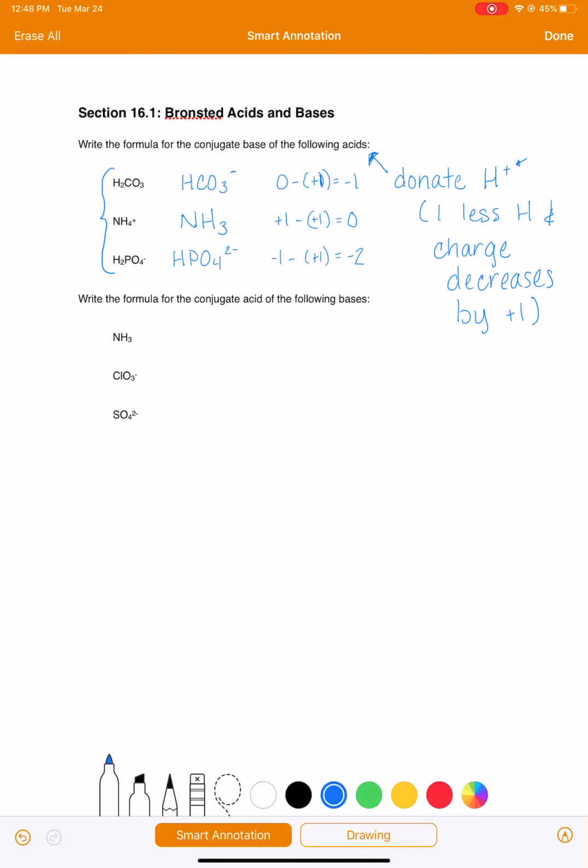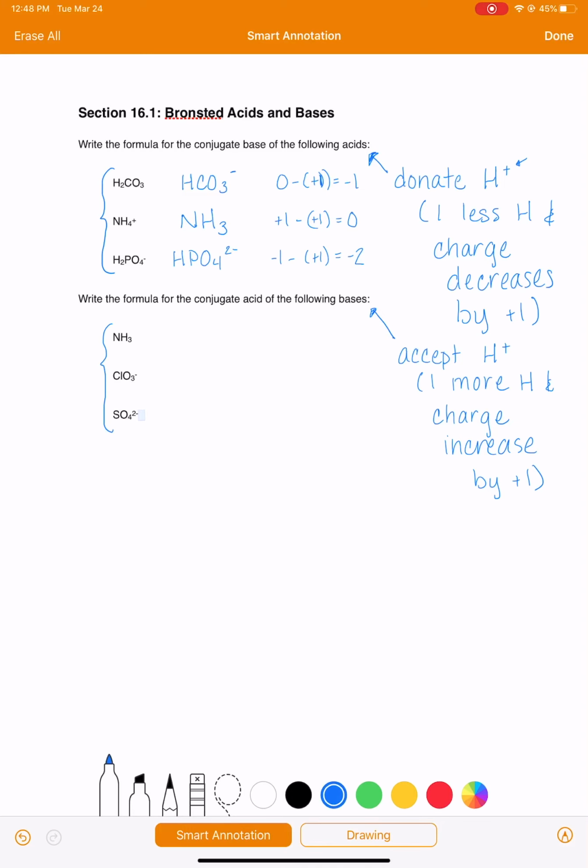Now we're going to do the same thing. This time we have 3 bases, and we're being asked to write the formula of their conjugate acids. So we have to remember, what does it mean to be a base? A base is a molecule that will accept H+. That means that it's going to have 1 more hydrogen in the formula, and that also means that the charge will increase by +1.